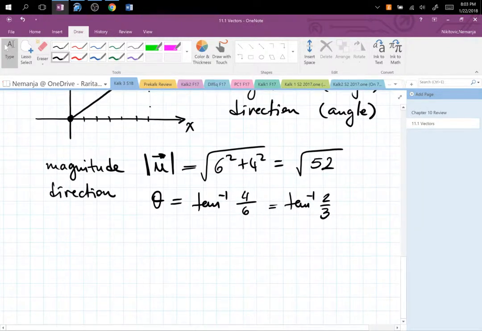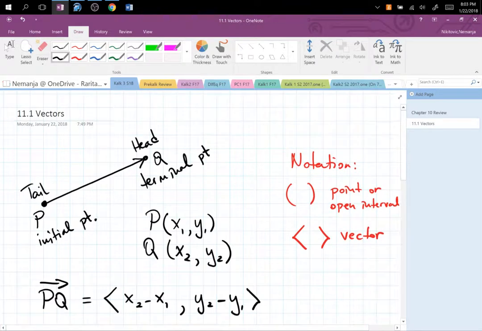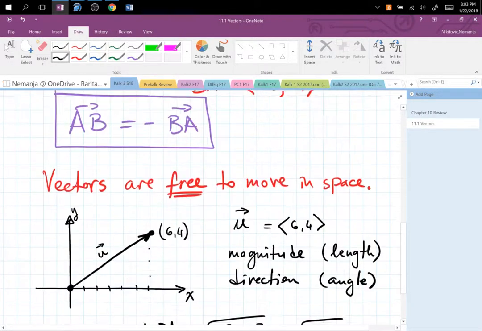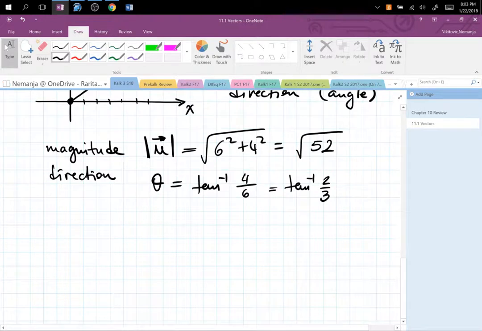I think next section is vectors in 3D. Yes, so 11.2 is vectors in 3D. Maybe I should add this to a title. Let me use vectors in 2D. There we go. Fixed. All right. Next section, 11.2, is going to be vectors in 3D.